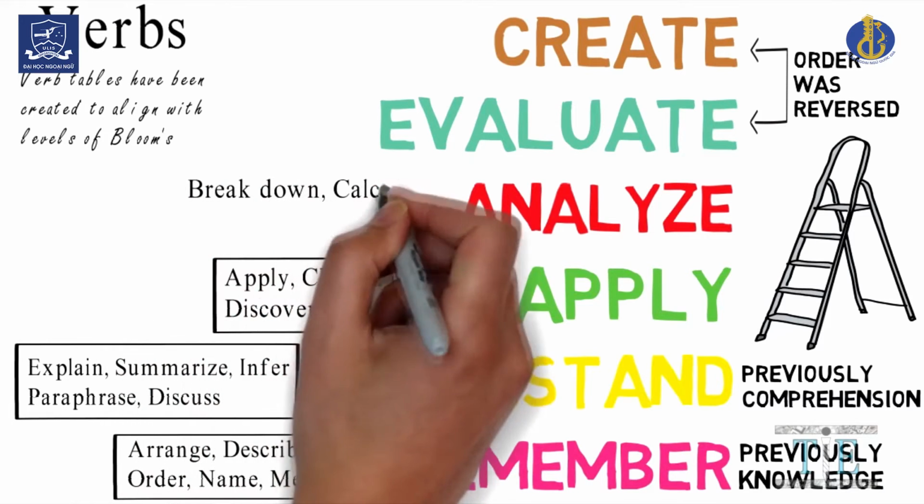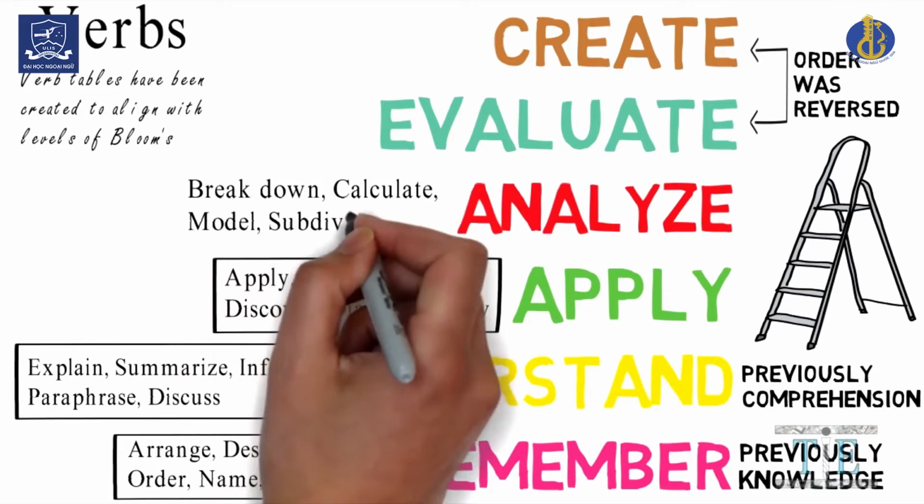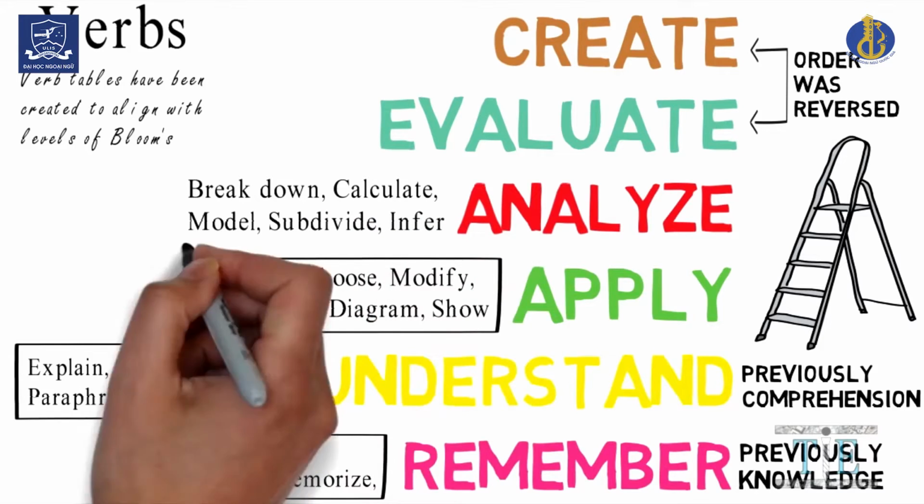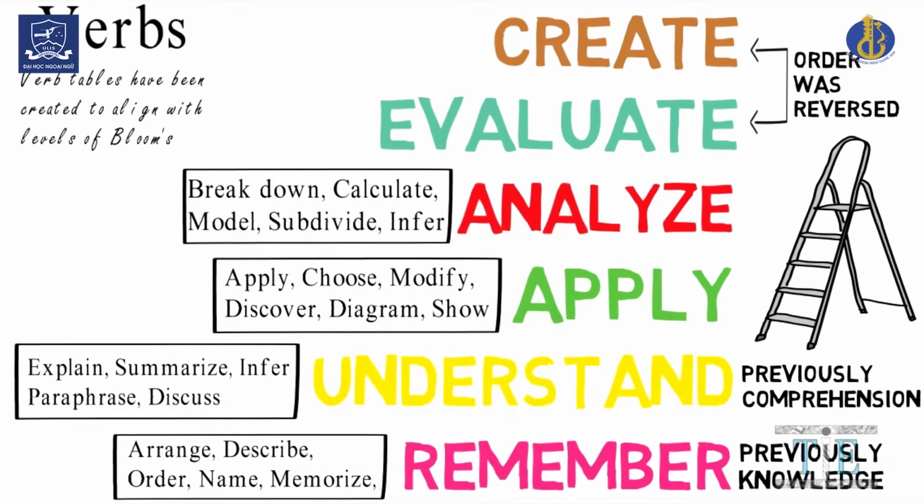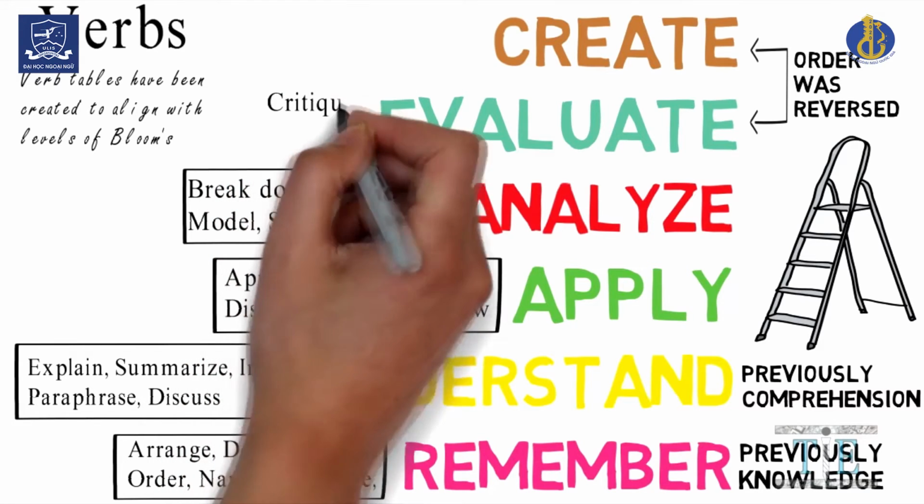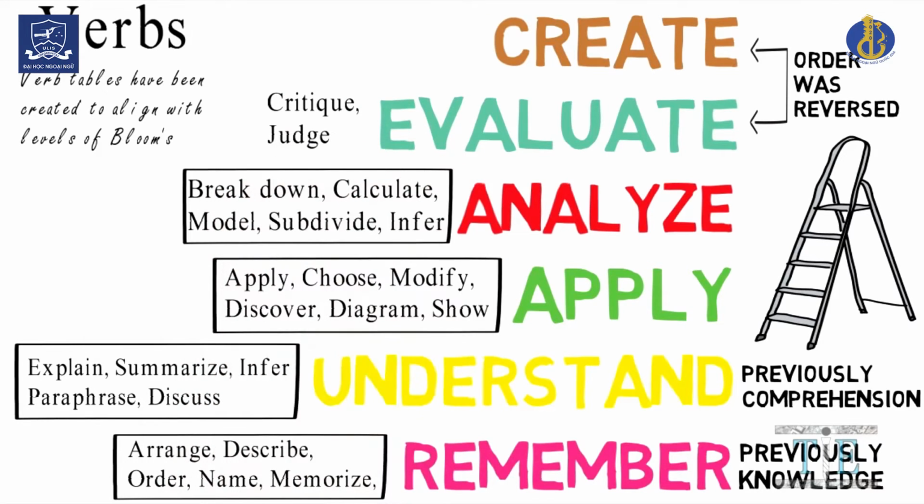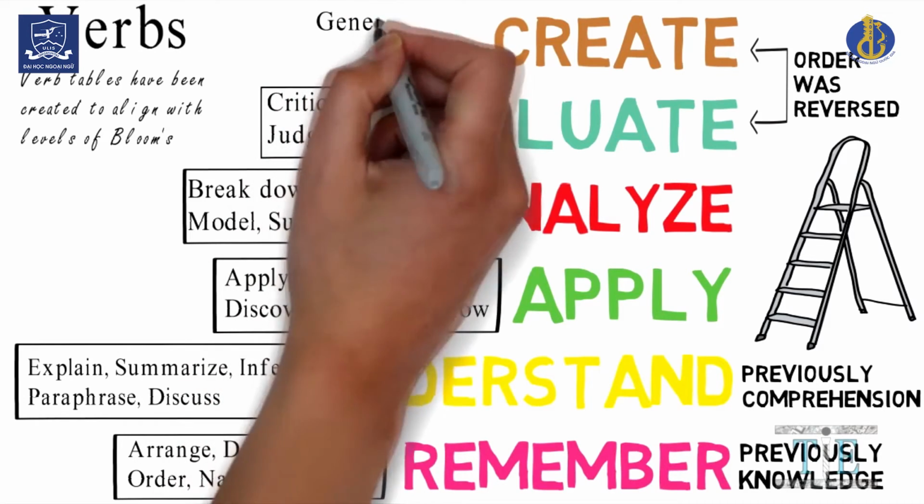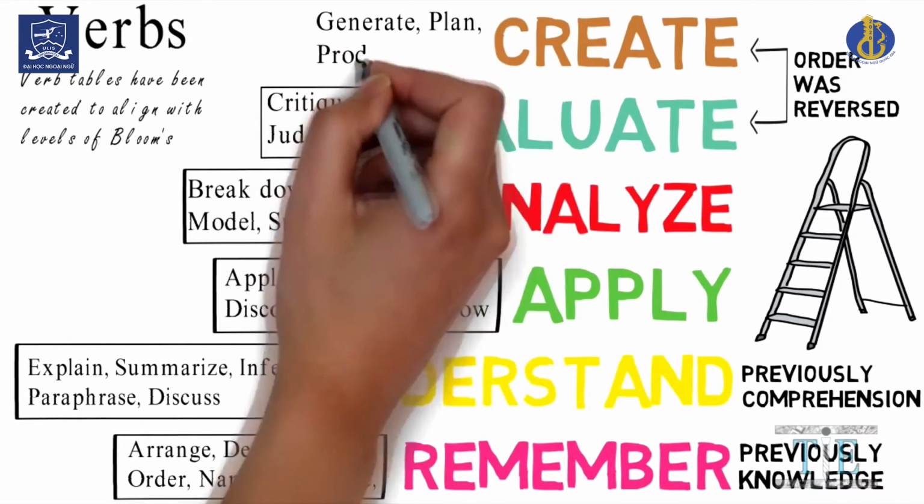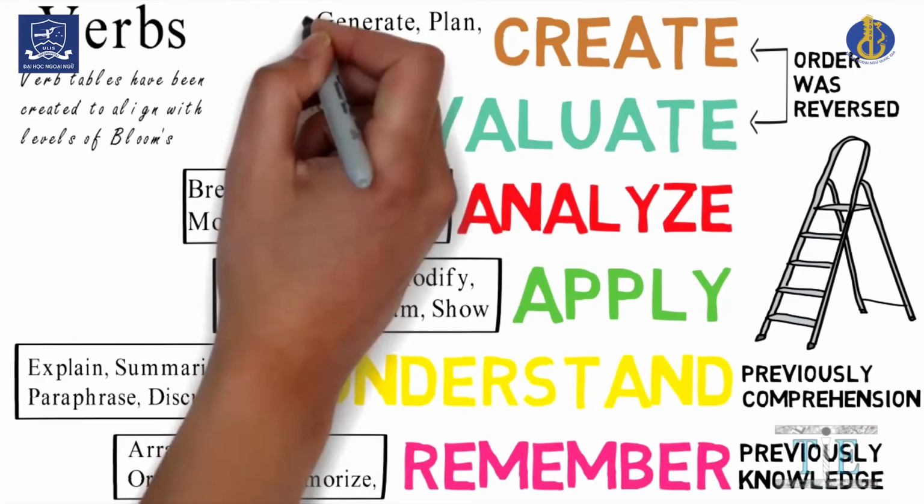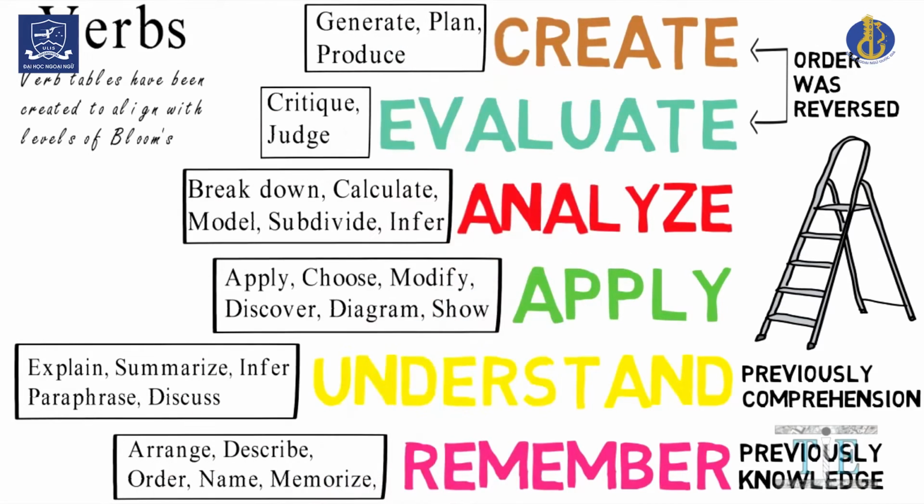Break down, calculate, model, subdivide, infer are all aligned with analyze. Critique and judge are aligned with the evaluation level. And lastly, generate, plan, and produce are aligned to the top levels of cognition, which is create.